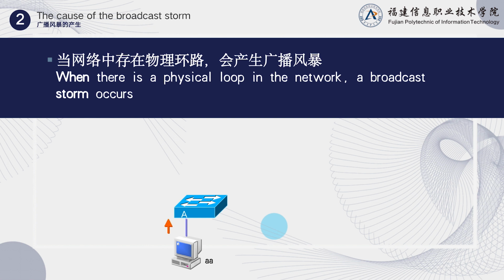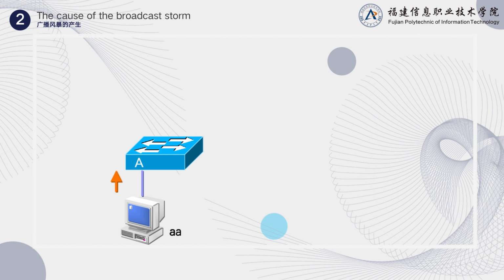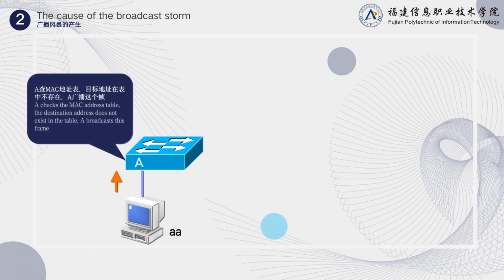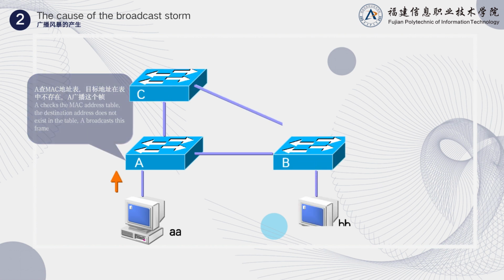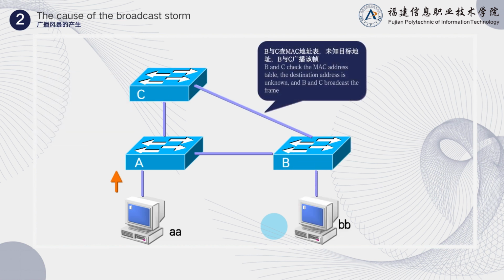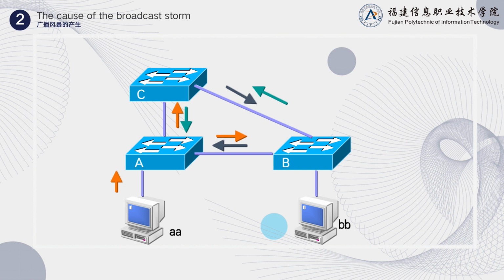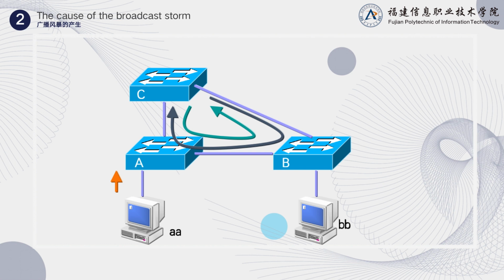Let's take a look at the diagram. If A checks the MAC address table, but the destination address does not exist in the table, switch A broadcasts this data frame. Switch B and C check the MAC address table. The destination address is unknown. B and C would broadcast the frame as well. Then, in this way, a two-way broadcasting ring is formed in the network, and the broadcast will never stop, generating a broadcast storm.